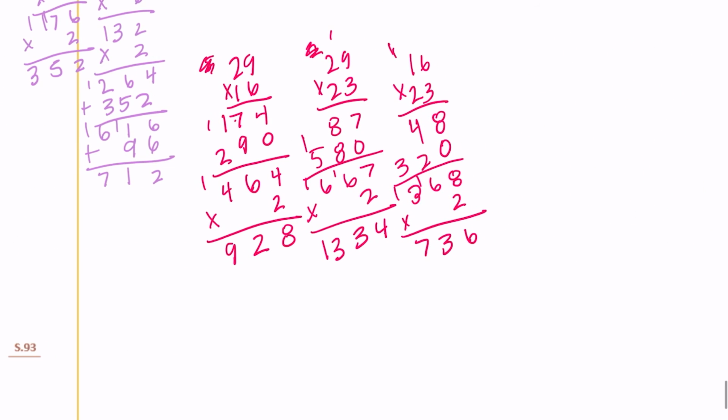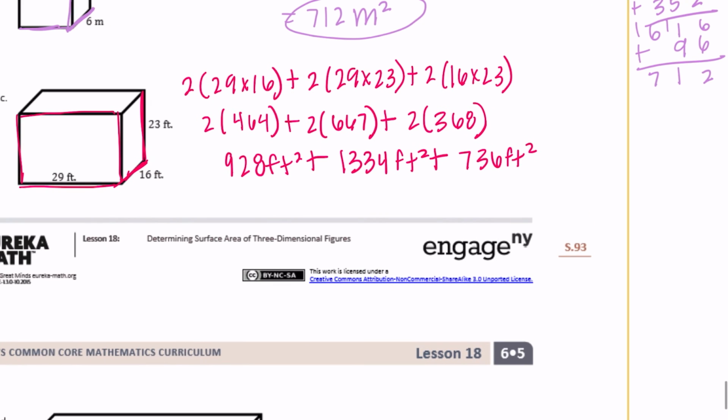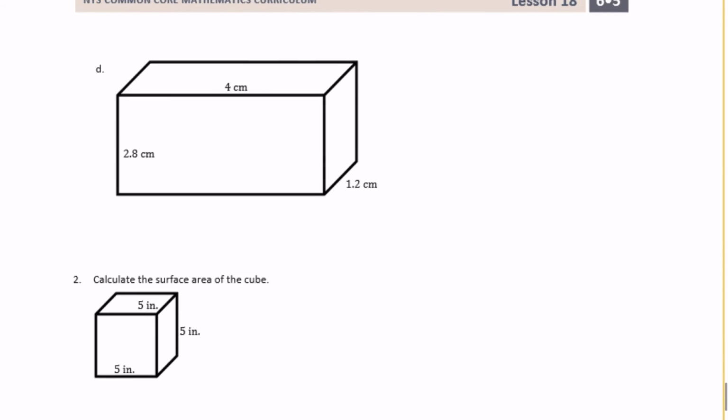All right, so we need to add these together. I'll add 928 to that. And then I just need to add 1,334. And we will have added everything together. 2,998 feet squared is the surface area. All right, and D.